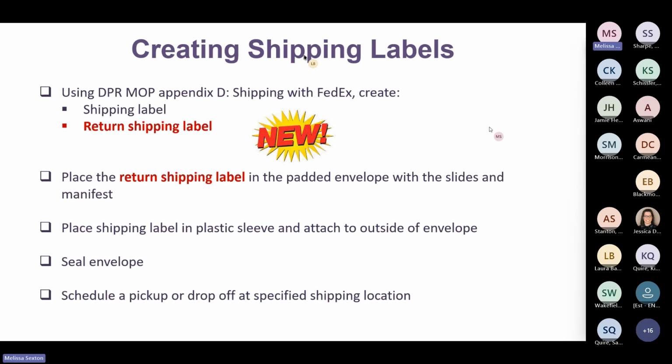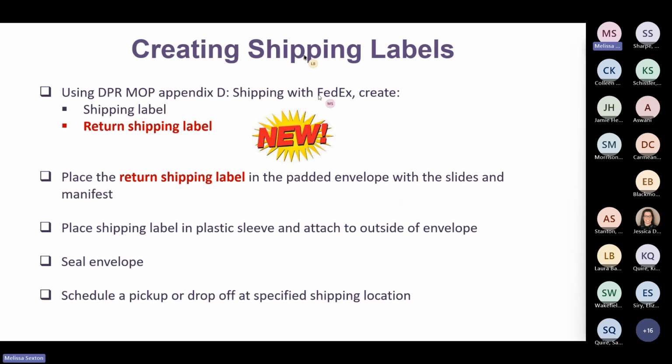So, shipping. You want to use the DPR MOP Appendix D, which talks about shipping with FedEx, because you're going to need to create a shipping label and a return shipping label. If you don't put in the return shipping label, that can open up the possibility of errors when they're shipped back, like being shipped to the wrong site or something like that. So you have to put in that return label.